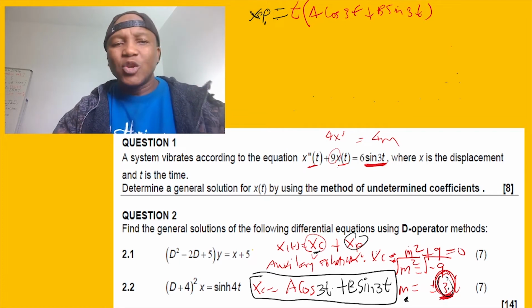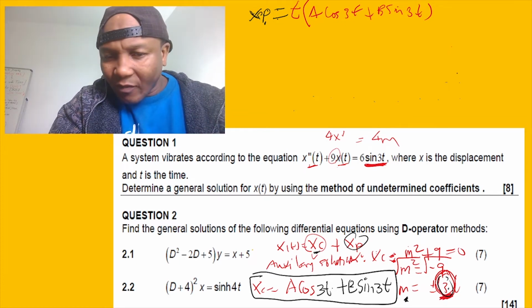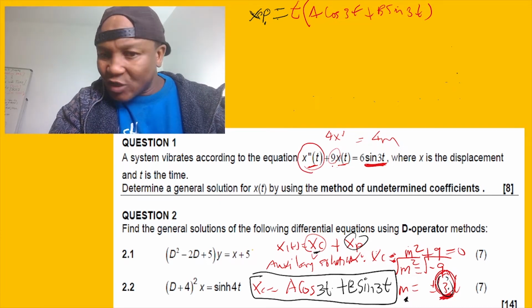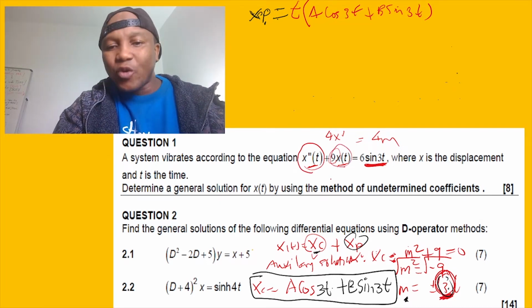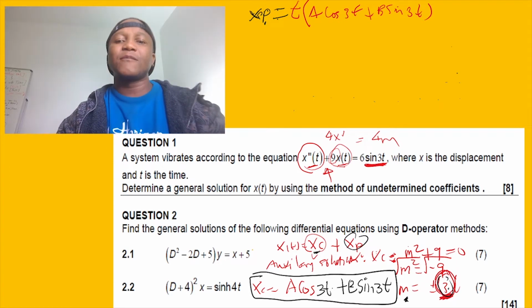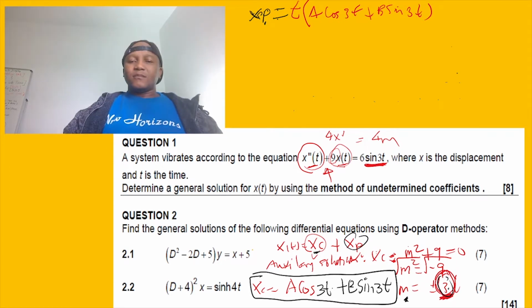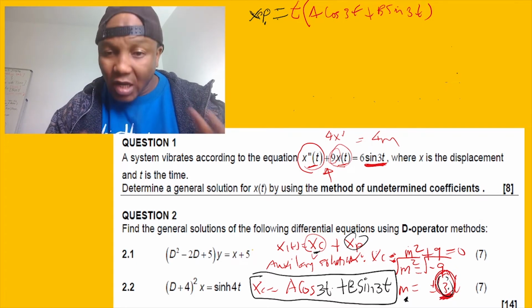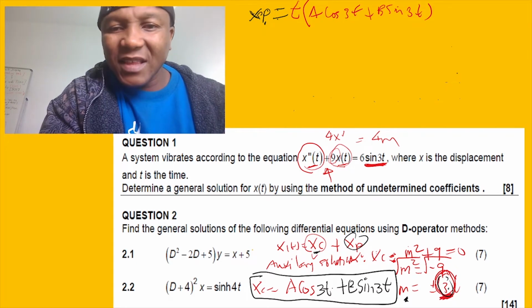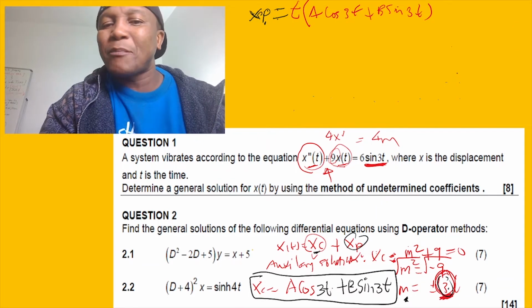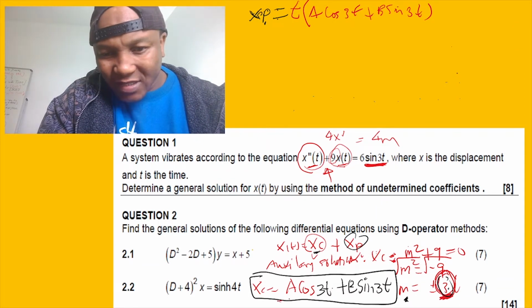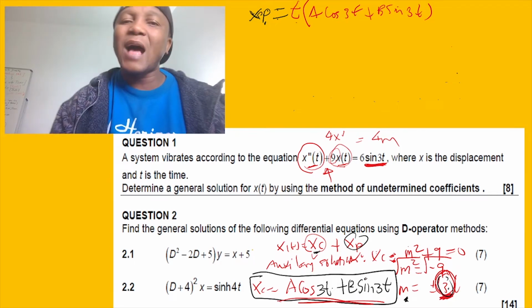So what you're going to do is find the first derivative, then find the second derivative. Why do we do that? Because the equation has a second derivative and a first derivative, so we find them, and then we substitute into the original equation and compare the coefficients, because you want to find A and B. Look how I'm going to do this, very easy. So this is xp, the particular solution. You see, it looks almost like that, but you put t outside here.